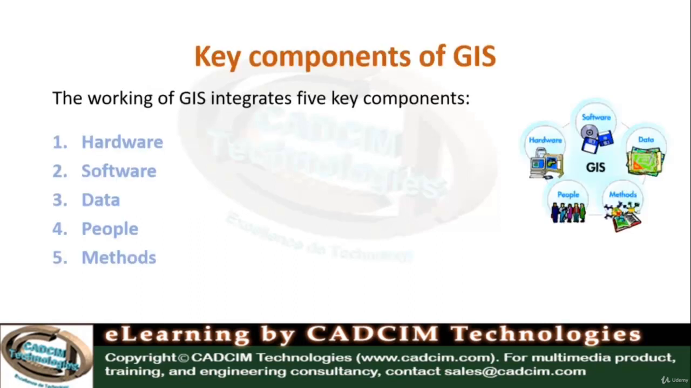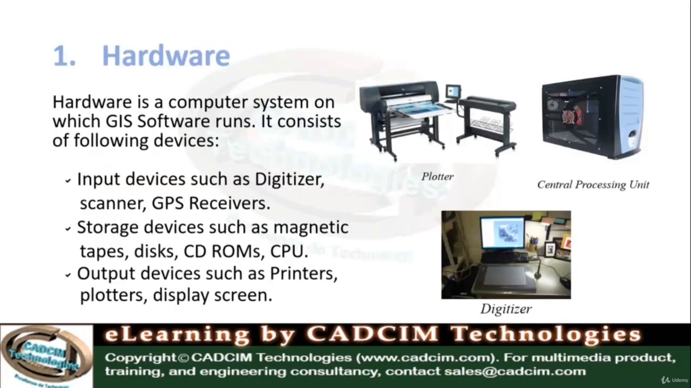Now next comes the key components of GIS. There are 5 key components: hardware, software, data, people, and methods. First is hardware. Hardware is a computer system on which GIS operates. It consists of equipment and support devices that are equipped to capture, store, process, and visualize geographic information.